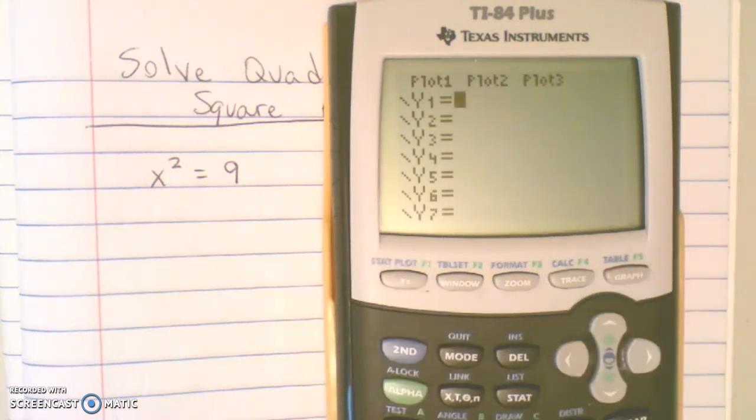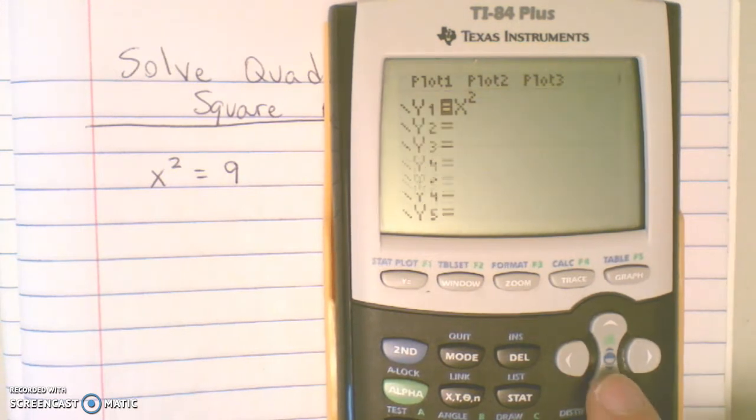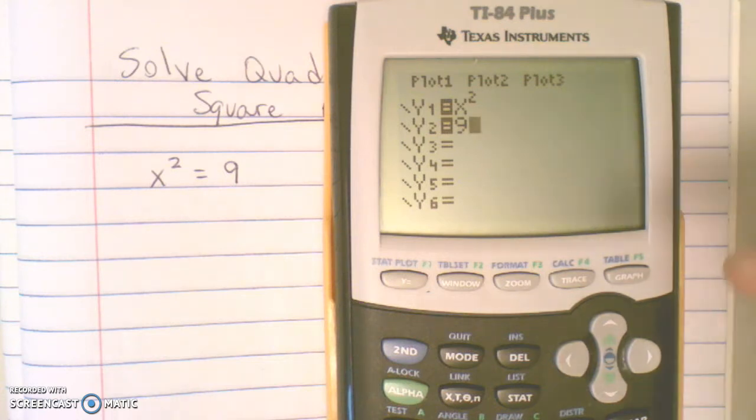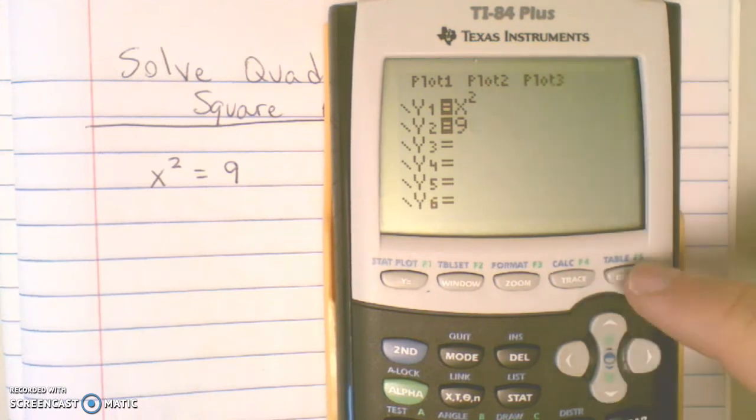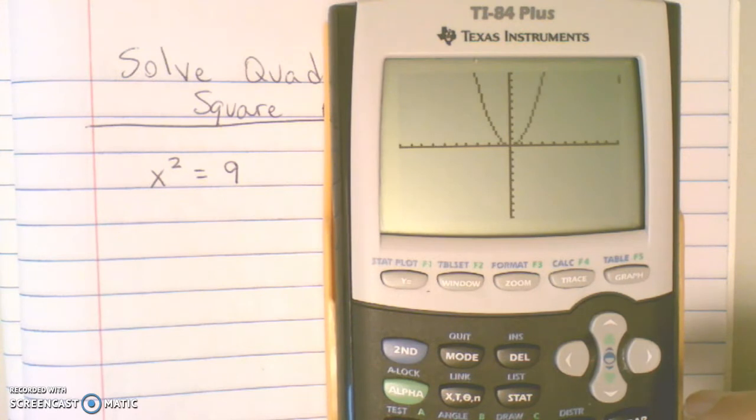So we get y equals. The left-hand side was y1, so I'm just going to type in x squared. The right-hand side was y2, so I'll just type in 9. If you have to clear out something in those calculators, just clear them out. And then type in the appropriate equation for each line. All right, so we had our equations that we entered in. We're going to graph it by pressing graph on the top right. And there's the x squared, and there's the 9.